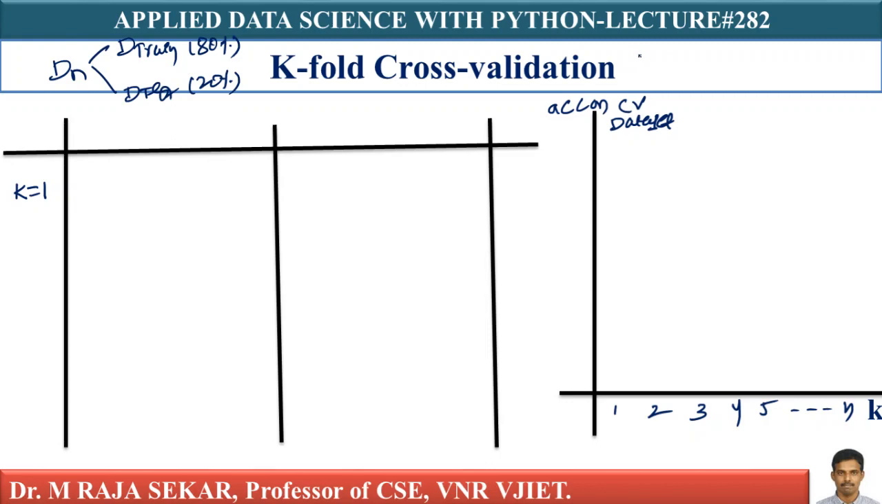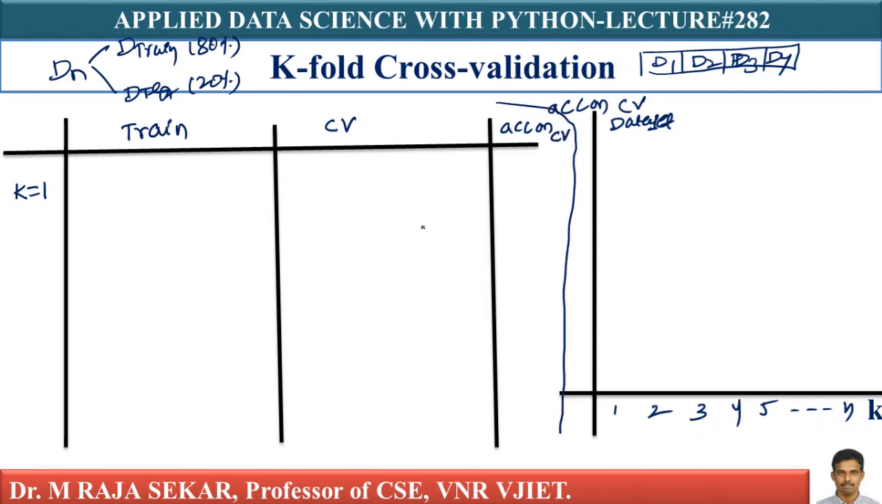I divided data D-train into four parts: D1, D2, D3, D4. That's what I did in my previous slide, isn't it? So now in D-train, I have four equal sized parts, that is D1, D2, D3, D4. I will use three parts. Let me say this is my training data. Let me say this is my cross validation. Let me say this is accuracy on C. Let me assume this is my table.